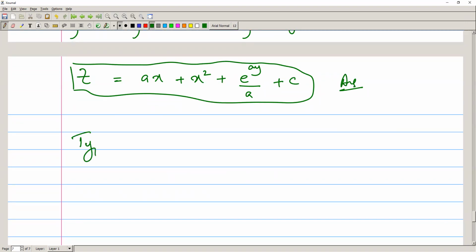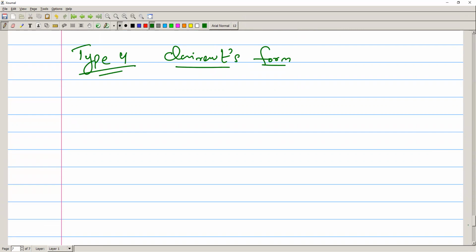Now we can jump to type 4, Clairaut's form. So what actually is Clairaut's form? It's a special type of partial differential equation of order 1, and it's nonlinear. So Clairaut's form is just z is equal to px plus qy plus a function of pq. If you are given this type of equation, where p is multiplied by x, q is multiplied by y, and plus some function of p and q, that can be any function of p and q, like p square, q square, pq, p plus q, like that, any function of pq, right?